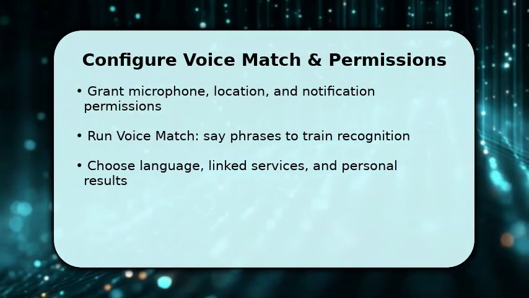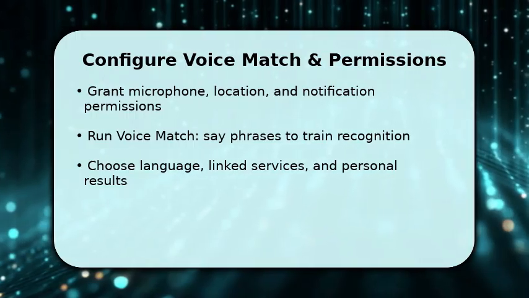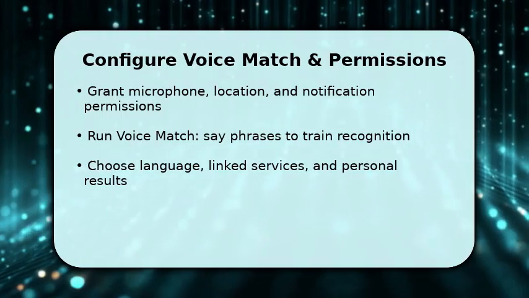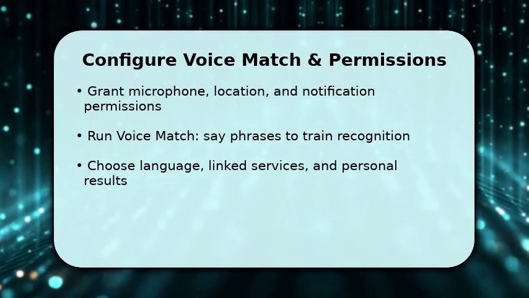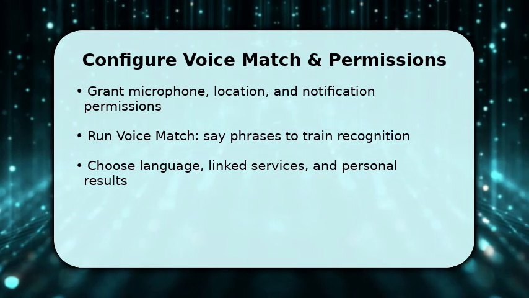Then choose language preferences, link services like calendar and music, and enable personal results so the assistant can read reminders and messages. These details matter because accurate voice recognition and proper permissions make interactions faster and more private.